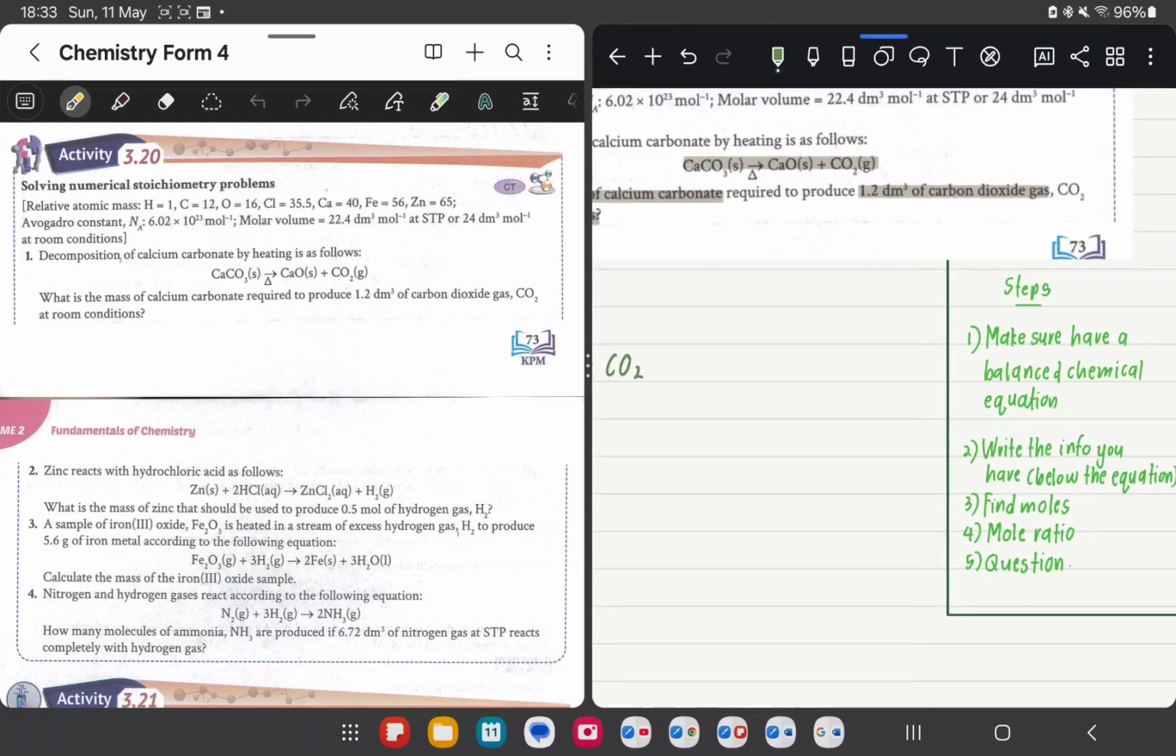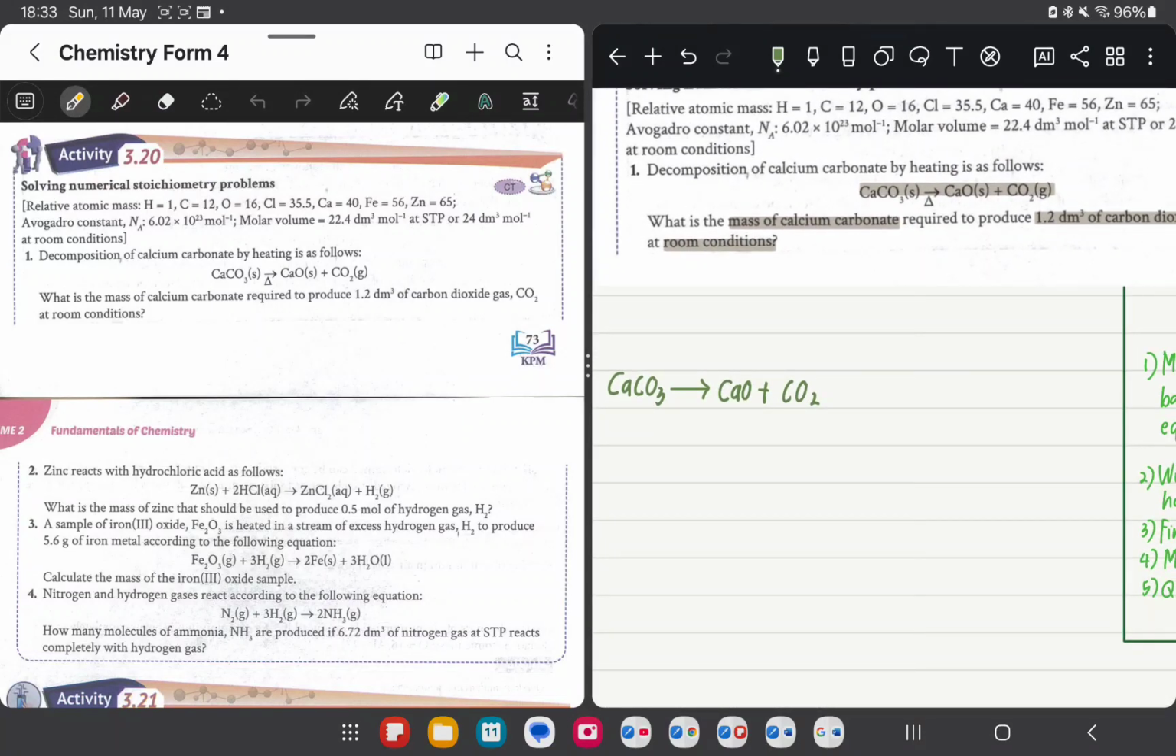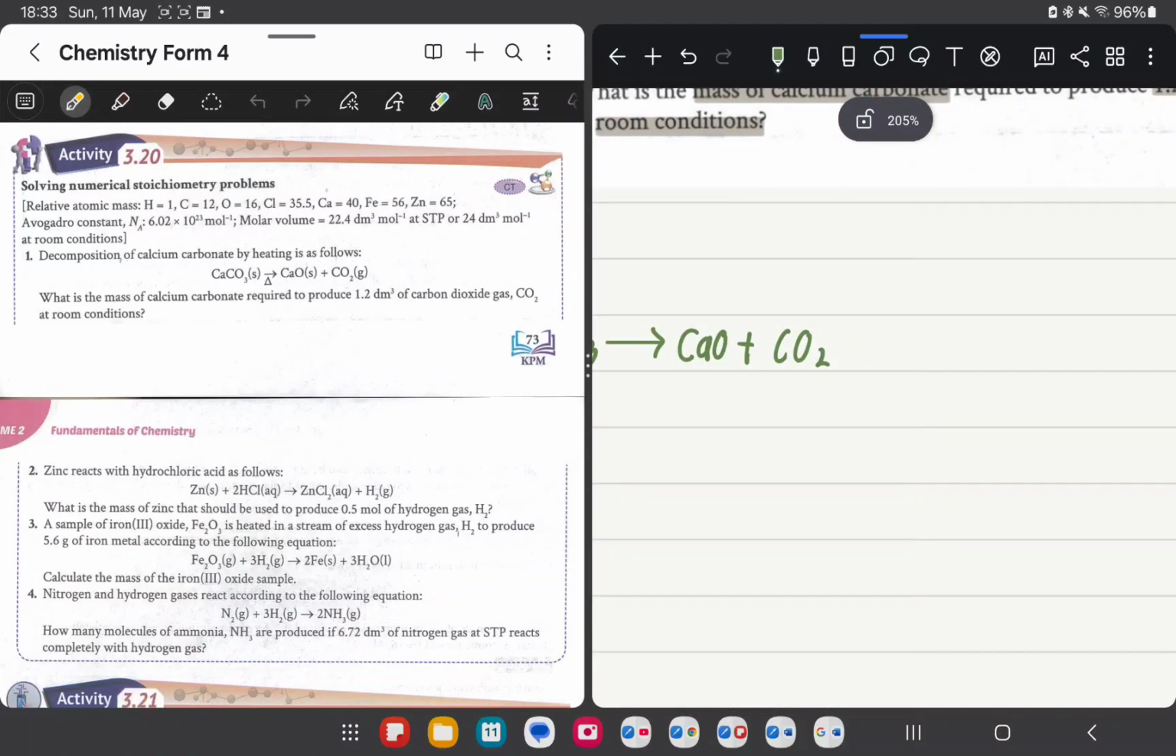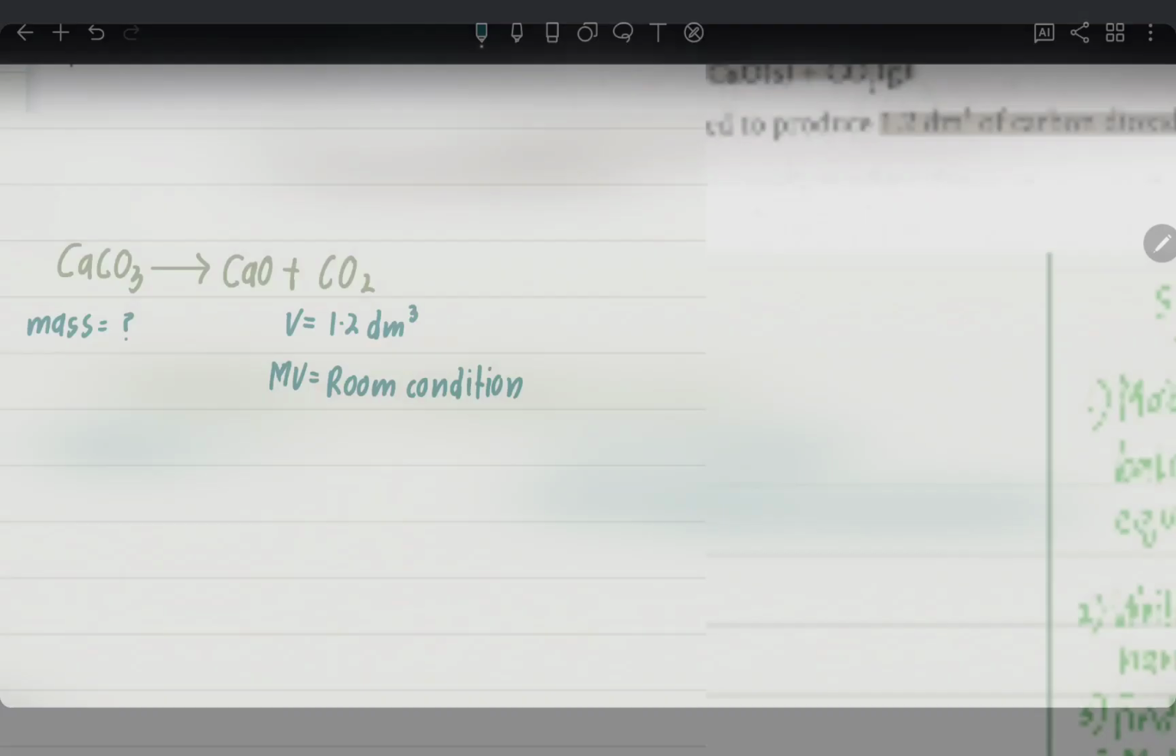Okay, then I should do what? I should write the info that I have. So they say produce 1.2 decimeter cube carbon dioxide. So this is my carbon dioxide, so I take a different pen and write 1.2 decimeter cube. Room condition. Okay, that is the two pieces of information that they gave to you, right? So 1.2 decimeter cube is the volume, room condition is the molar volume. And then mass of calcium carbonate, so they want the mass of this thing. Okay, so I close this side. This step is not needed. There's this one only.